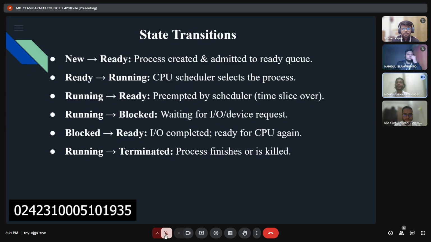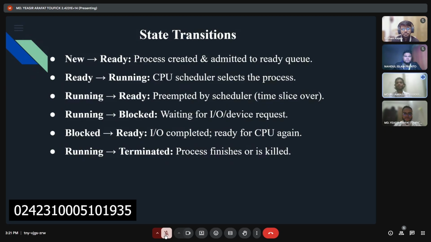Now, talking about running to blocked. The process performs input output or waits for resources, and since it cannot continue, the OS blocks it. Then blocked to ready.